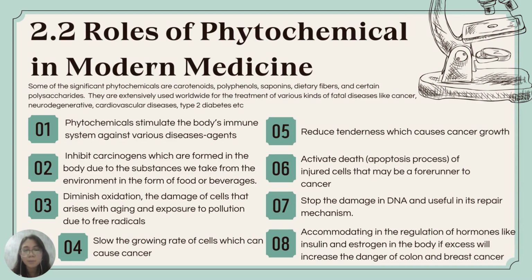Sixth, they activate the apoptosis process of the injured cell that may be a forerunner to cancer. Seventh, they not only stop the damage in DNA but are also useful in its repair mechanism. And the last one is accommodating in the regulation of hormones like insulin and estrogen in the body. The excess level of these hormones will increase the danger of colon and breast cancer.